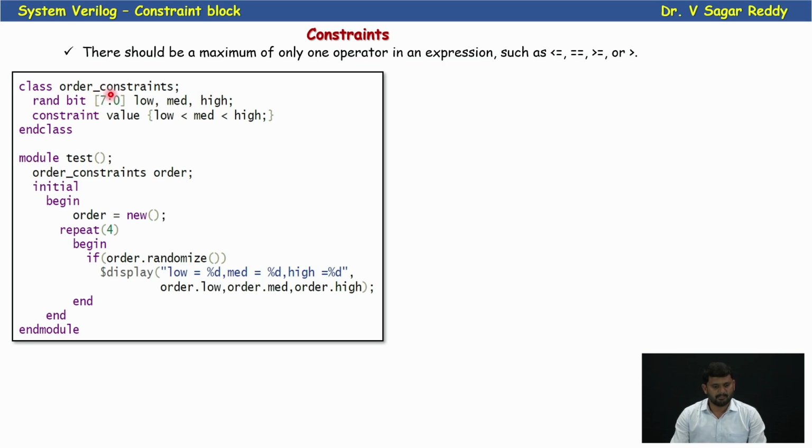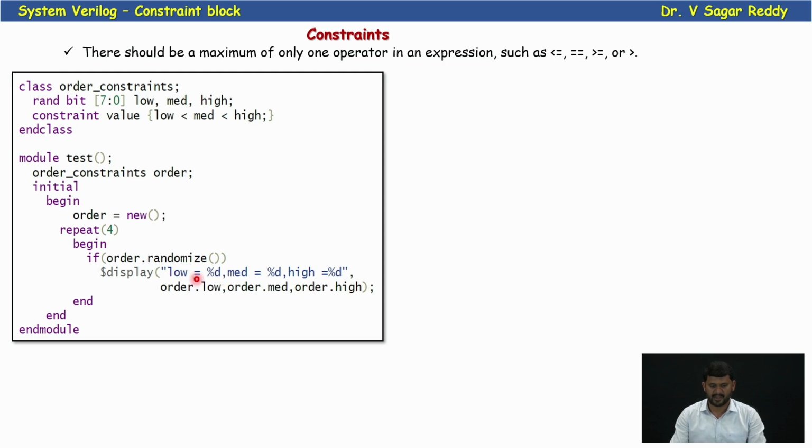Now see, I'm defining one class named ordered constraint having three random variables: low, mid, high, of bit type, 7 down to 0. I'm defining one constraint named value: low less than mid, mid less than high. In module test, I'm creating a handle and instancing this class, creating an object. Now I'm randomizing this object 4 times. If randomize is successful, it returns 1, then the if block is executed.